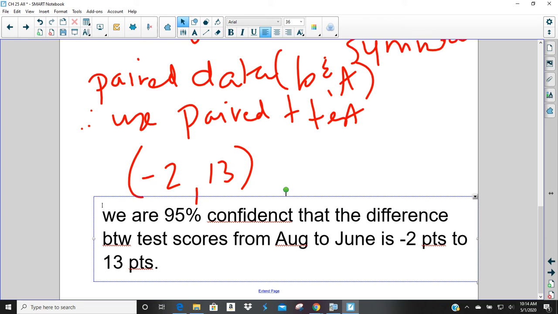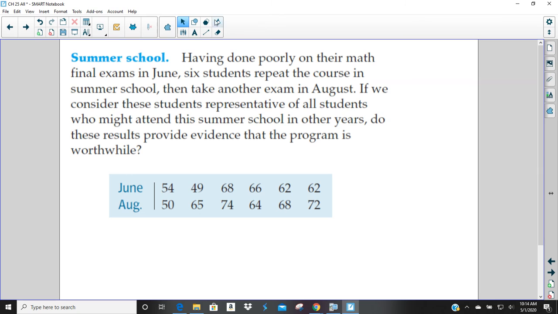Interestingly enough, confidence is spelled wrong. Okay. We are 95% confident that the difference between test scores from August to June is -2 points to 13 points. So it actually went down or it could go up. And we saw that from some of the numbers. So my next question, and this was the original question, is there evidence that the program is worthwhile? So let's tweak what we just did.